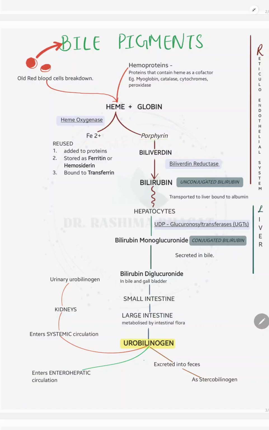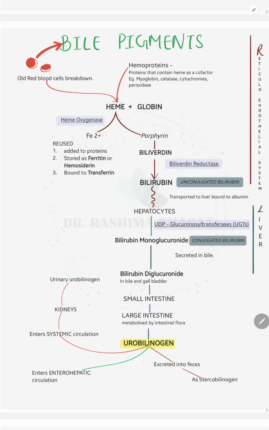Now, one thing I want you to remember is the heme structure itself is made up of centrally placed iron with four pyrrole rings. So once it is broken down into iron and porphyrin ring, the iron which is produced here is utilized by the body again, or it is stored in the form of ferritin or hemosiderin. The porphyrin, under the effect of this enzyme, is converted into biliverdin.